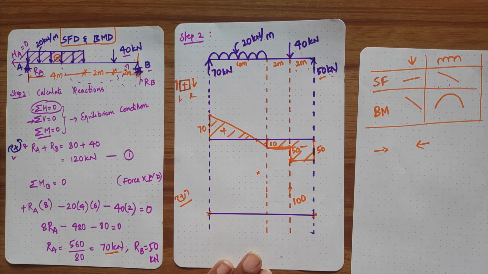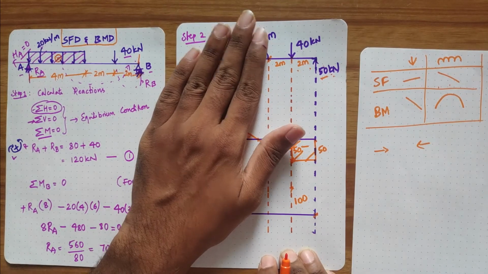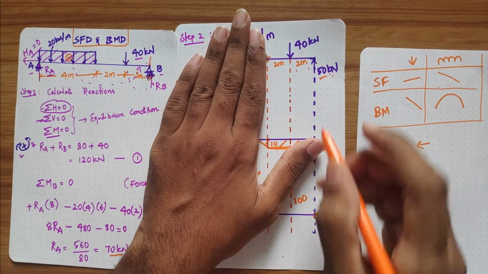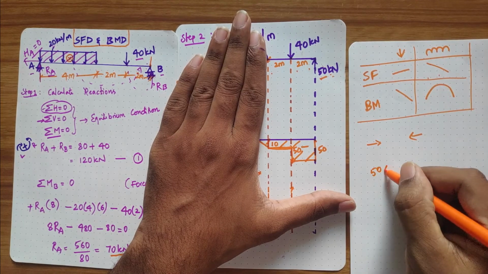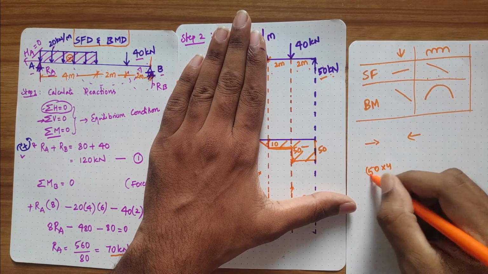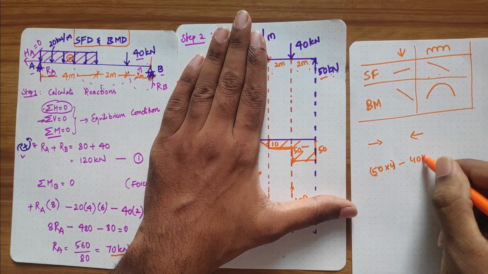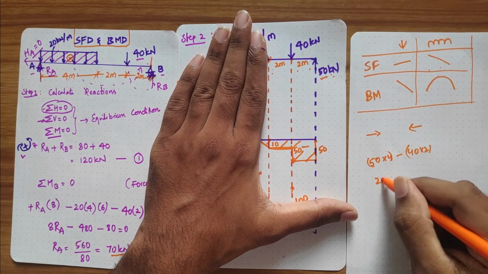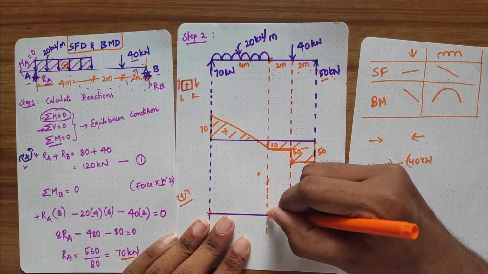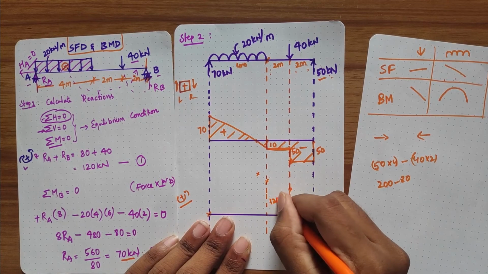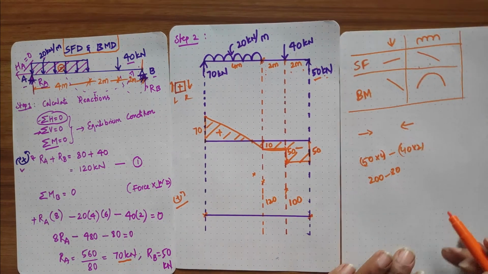Now if I need the moment at this point, force into distance up to this point, that is 50 into 4, minus 40 into 2. So 50 into 4 is 200, minus 80. So this will be 120. So this point will be 120.